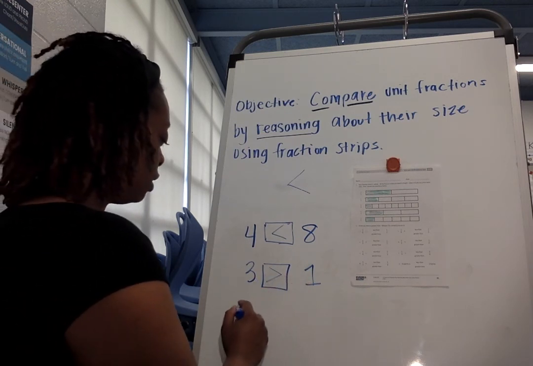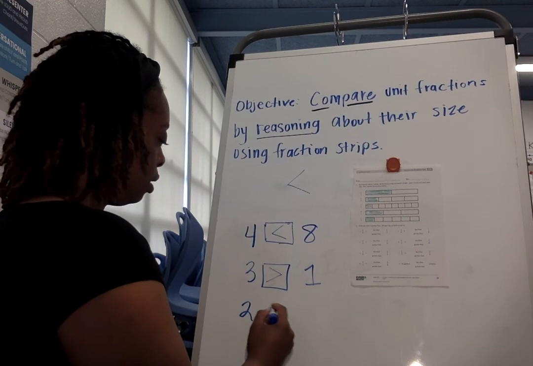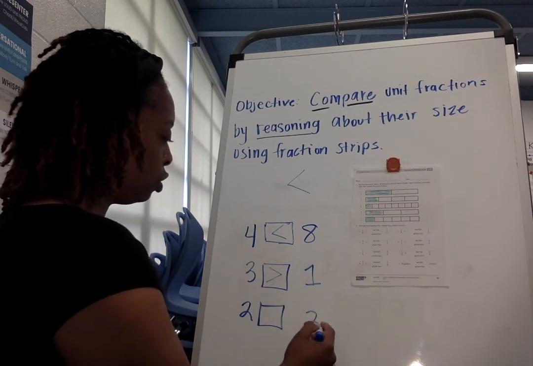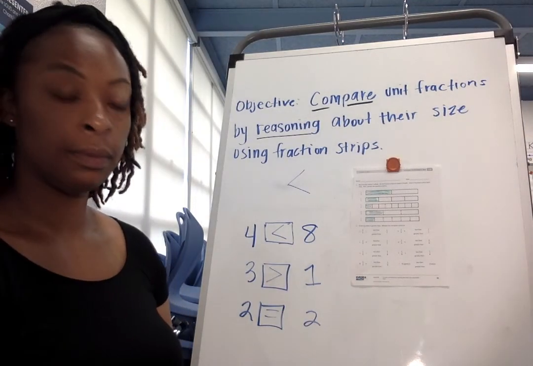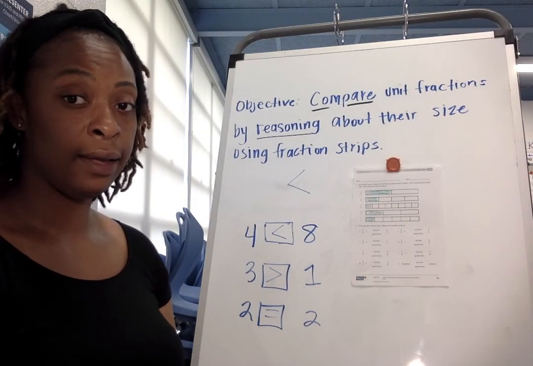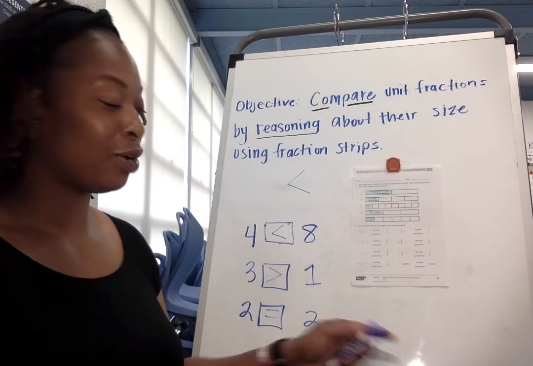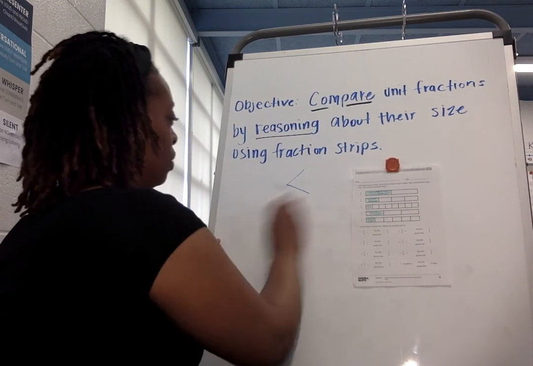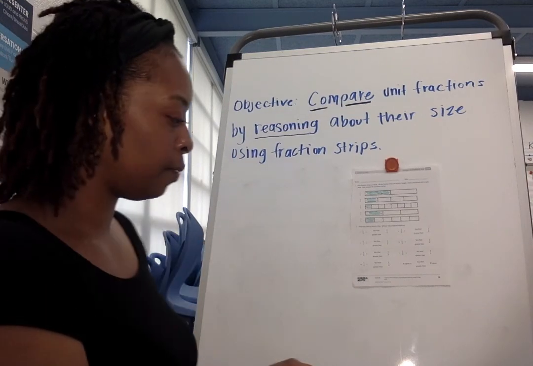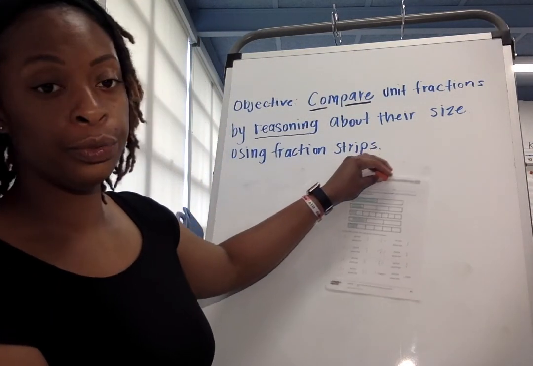Okay. And of course, if you had a problem where, let's say you had 2 and another 2, you will put 2 is equal to 2 because that's the same. If it's the same, the alligator doesn't want it, so you don't need to draw an alligator mouth. So now that we understand greater than, less than, let's complete number 2.